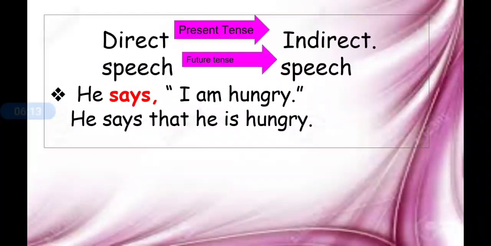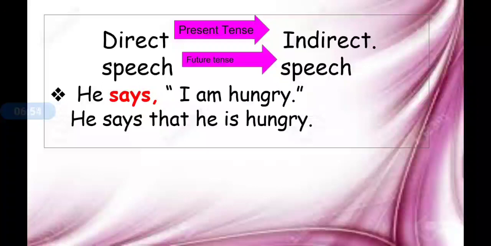Now, let's know how to convert direct speech into indirect speech. The first and foremost thing we have to remember while converting direct speech to indirect speech is to identify the reporting verb. First we have to identify the direct speech. How can I identify? If I see comma, quotation marks and a direct sentence inside the quotation marks, I can identify it as direct speech. Next, I have to identify the reporting verb. So here says is the reporting verb.